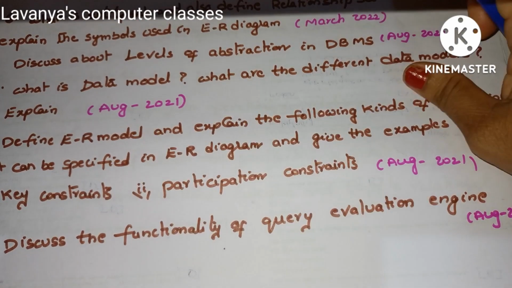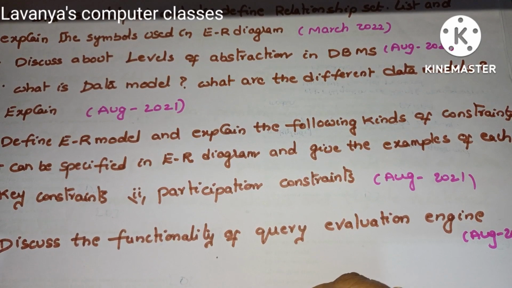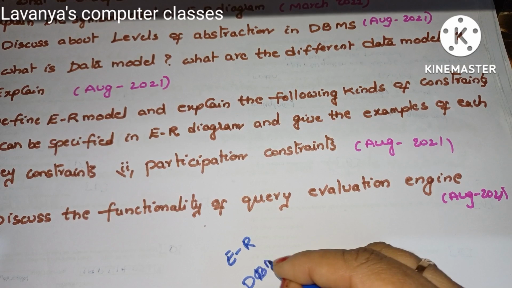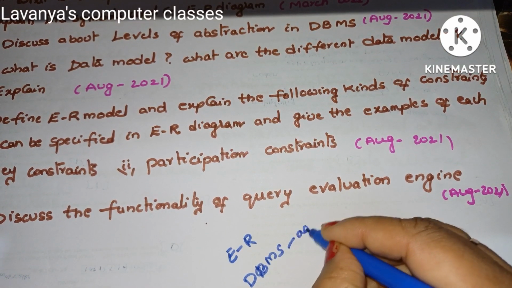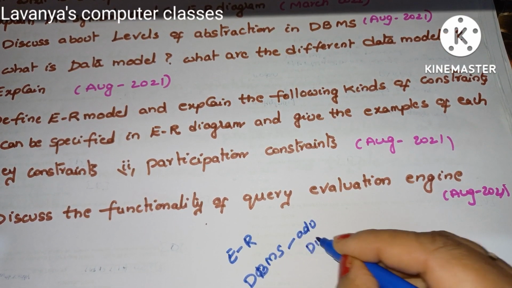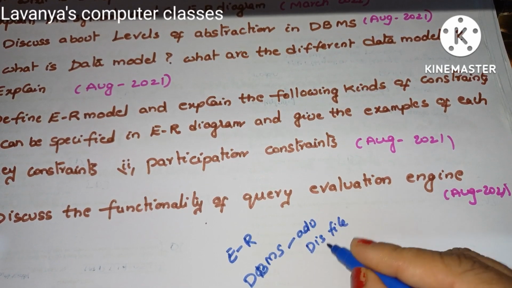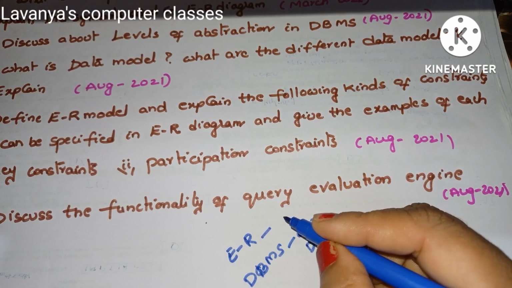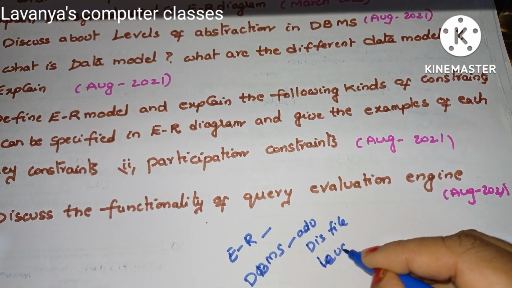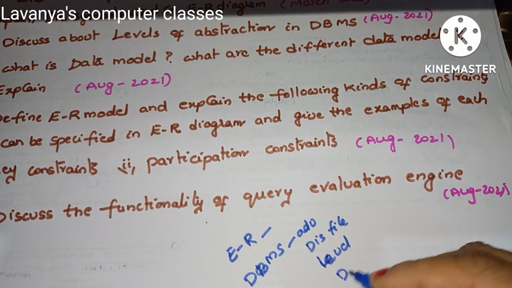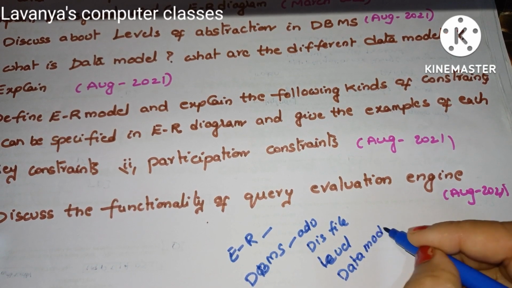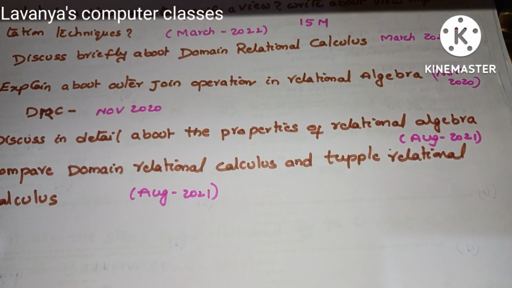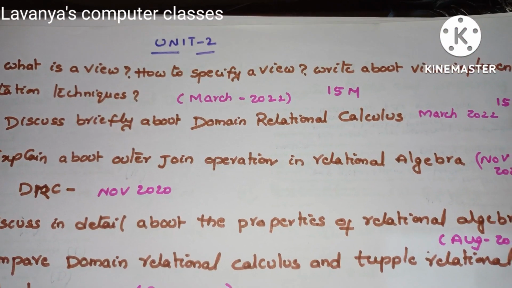So after seeing this unit 1, what are the important questions? First one is ER diagrams, very important, and DBMS introduction. So what are the advantages of DBMS? What are the disadvantages of file processing system? And next one is key constraints, ER diagrams, everything in the total ER diagrams, key constraints, and levels of abstraction and data models. These are very important questions. Already I gave one video, I put one video on important questions unit wise. See that video. Next, unit 2.